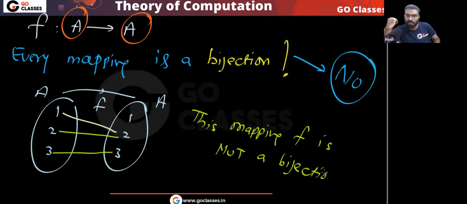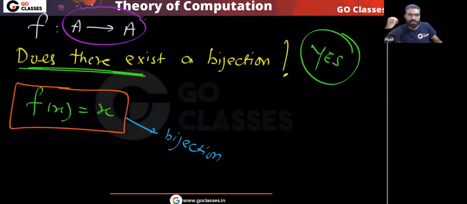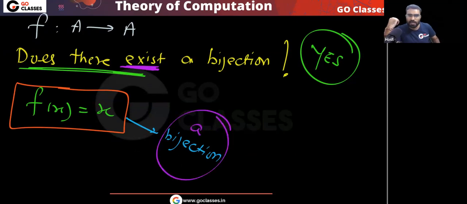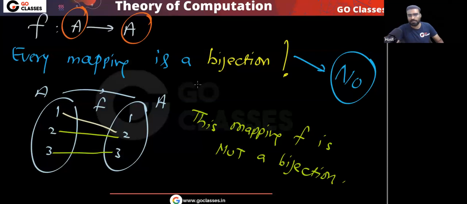Is not a bijection. So remember, there exists a bijection from A to A. This bijection exists. But can I say every mapping will be a bijection? No, I cannot say every mapping will be a bijection.